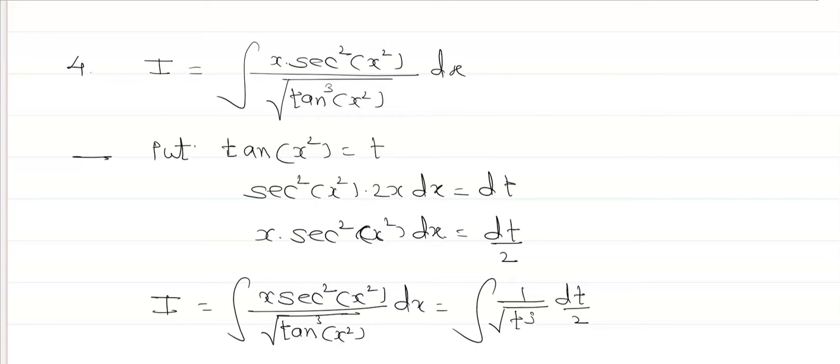Now we will consider that tan of x square we should take as t. Therefore, what is the derivative of tan of x square? The derivative of tan of x square is sec square of x square into the derivative of x square, which is 2x, into dx equals dt. But we require only the value of x into sec square x square into dx.